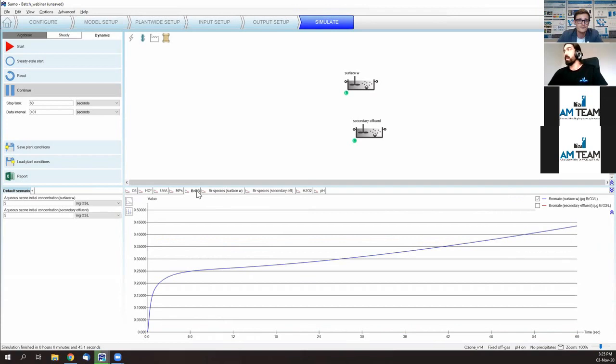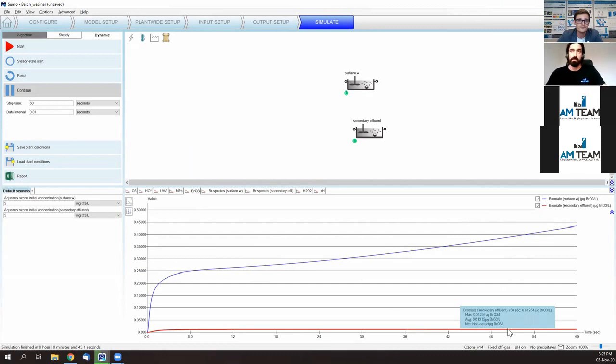So finally, we can look at the bromate levels, which look very different also for the surface water sample and the secondary effluent sample. So what is the difference? The main difference here is that as a result of a very complex and long list of reactions that end up eventually in bromate, very important is the availability of radicals to trigger these reactions and the availability of ozone.